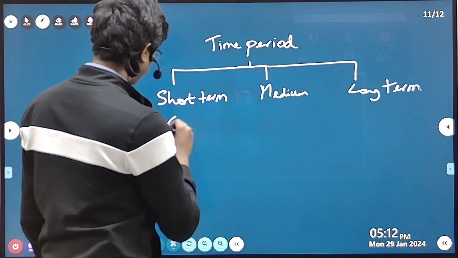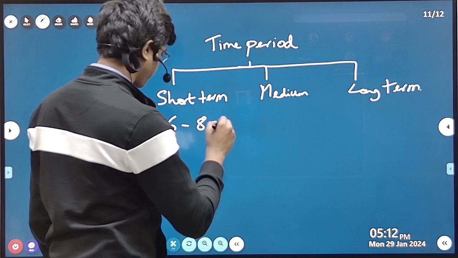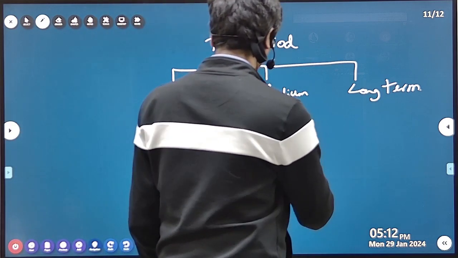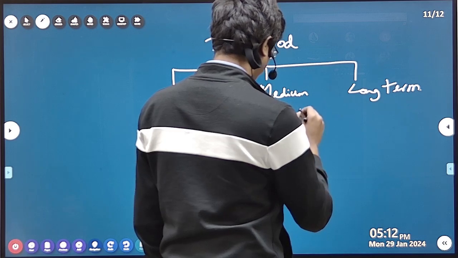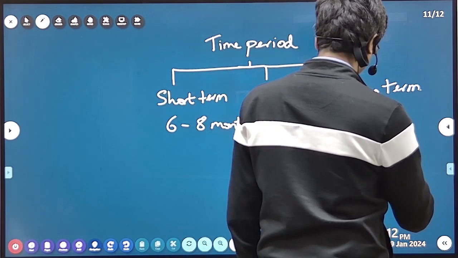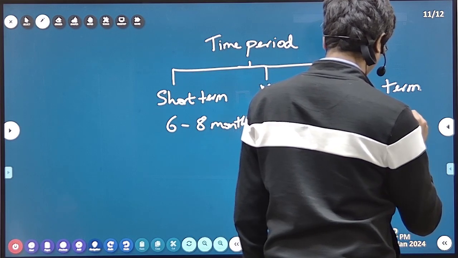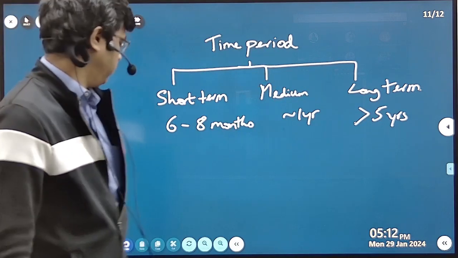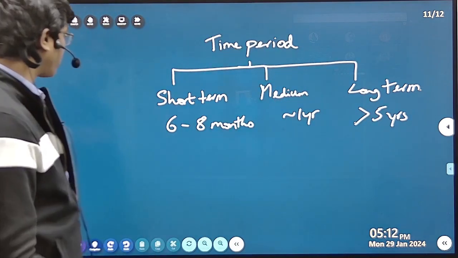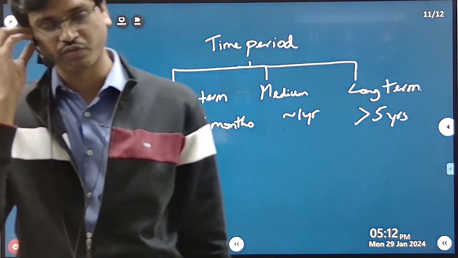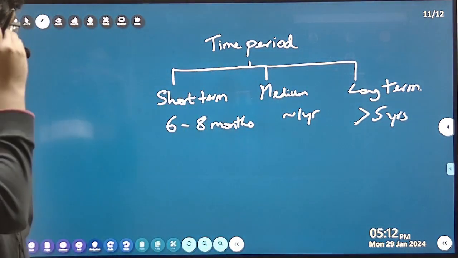So this time period is like 6 to 8 months, this is approximately 1 year, and this is a long term period, 5 years and above. Okay, so what products need which forecasting time period?